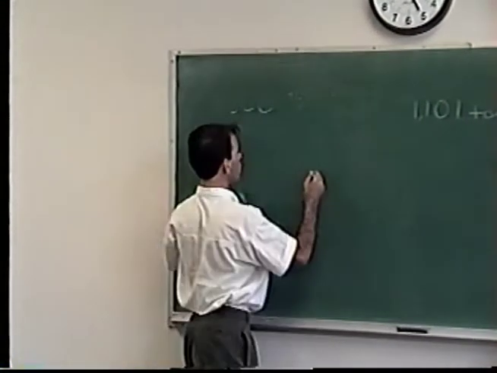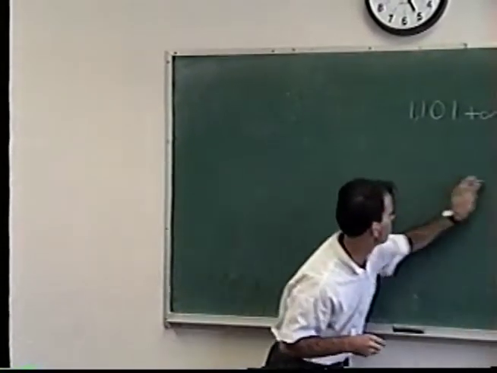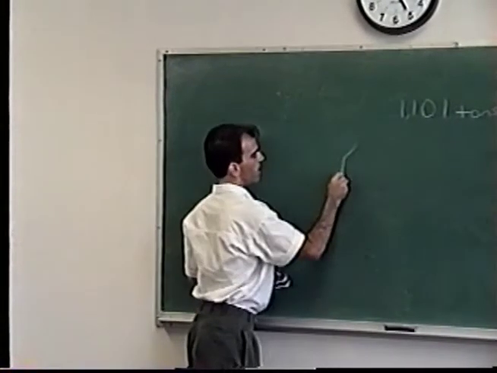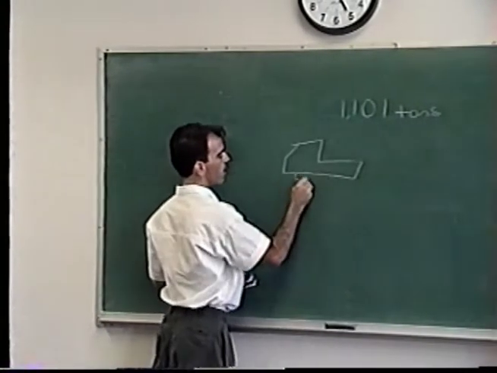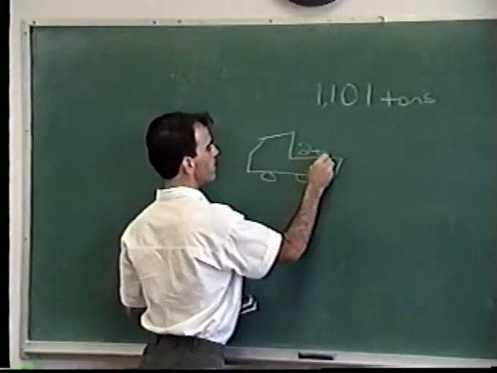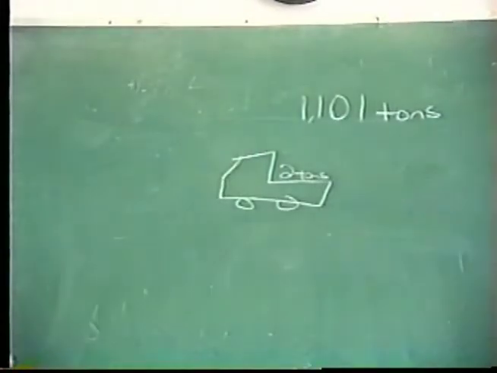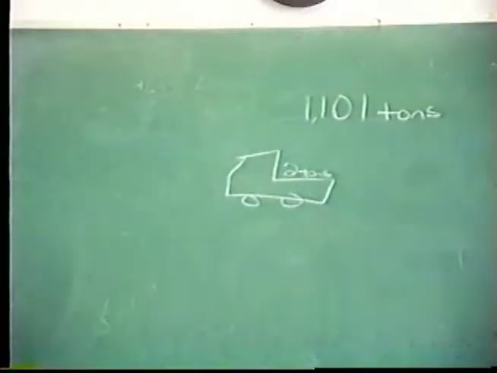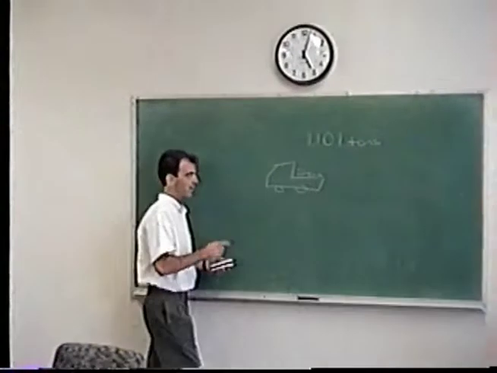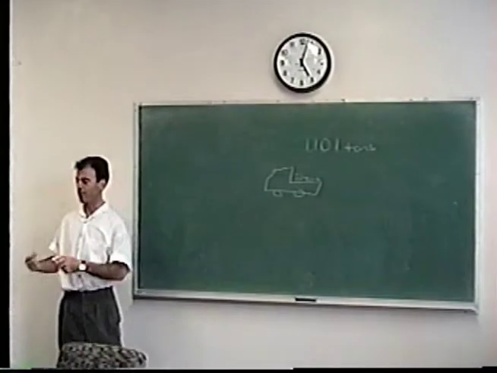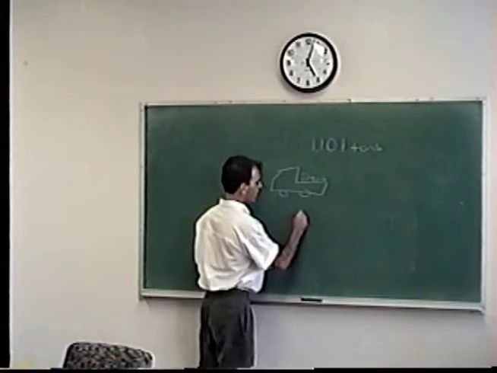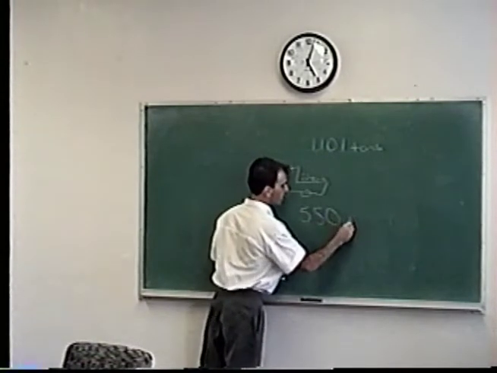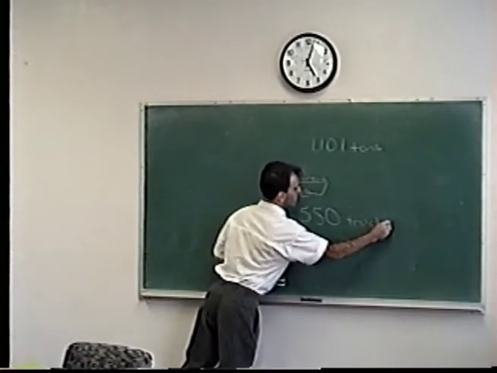If one pickup carries 2 tons, how many pickups do you think I'd need to carry all that money? About 550, 551, depending on if you want to do that last ton. Maybe you take that last ton and buy your trucks with that. So you need 550 trucks just to carry it.